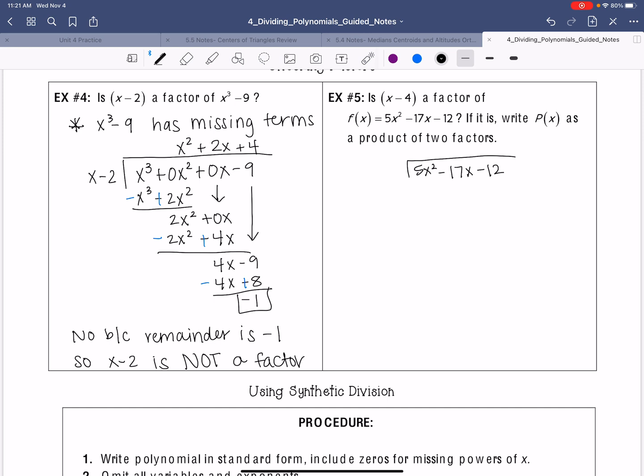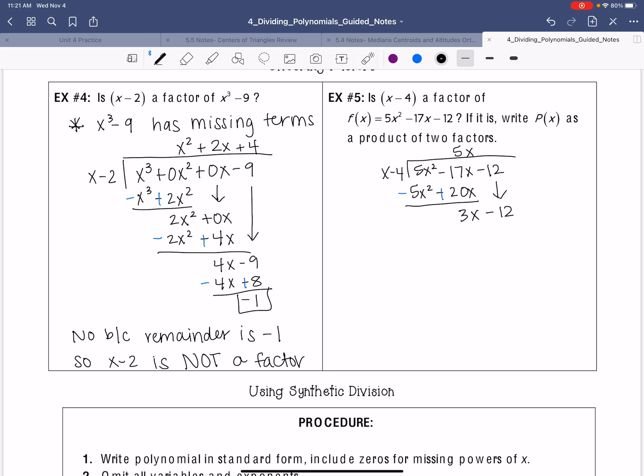Okay, and then we're dividing by an x minus 4. So I need x to become this 5x squared, so I need a 5 and an x. So we're going to have 5x. Multiply that back. I'm going to get 5x squared minus 20x. Change your signs. This becomes a minus. This becomes a plus. So now we're going to have 3x. Bring down the next thing, minus 12.